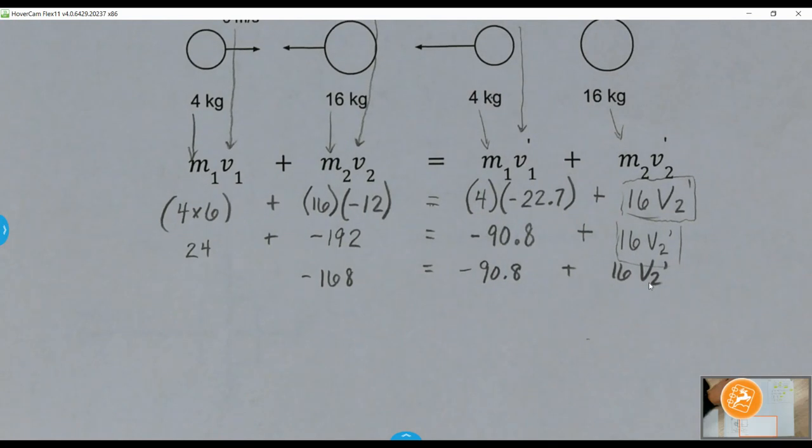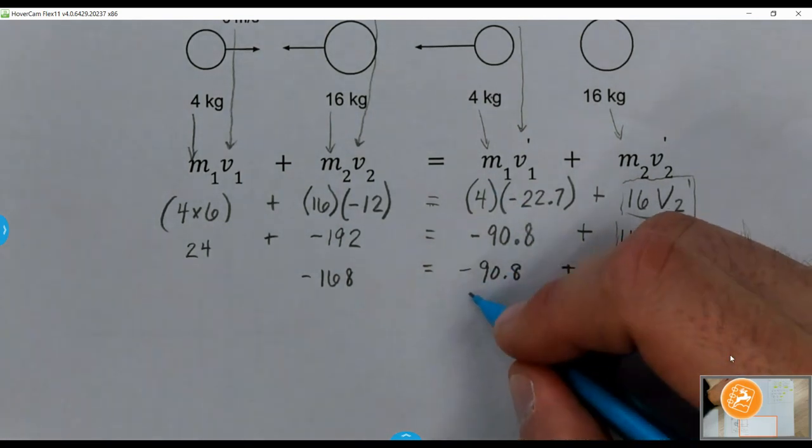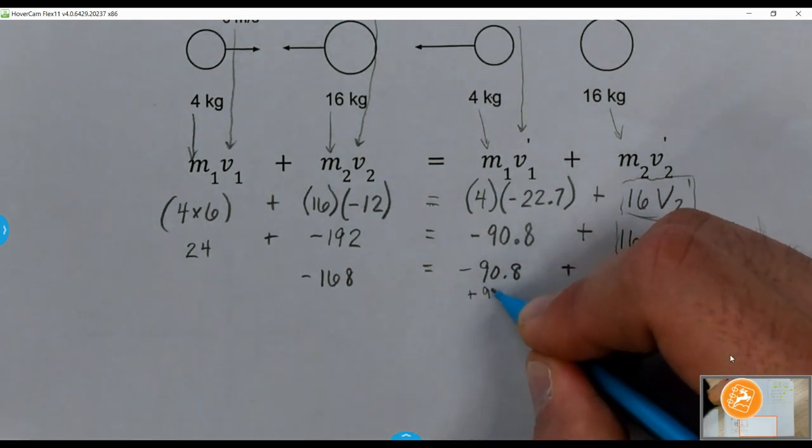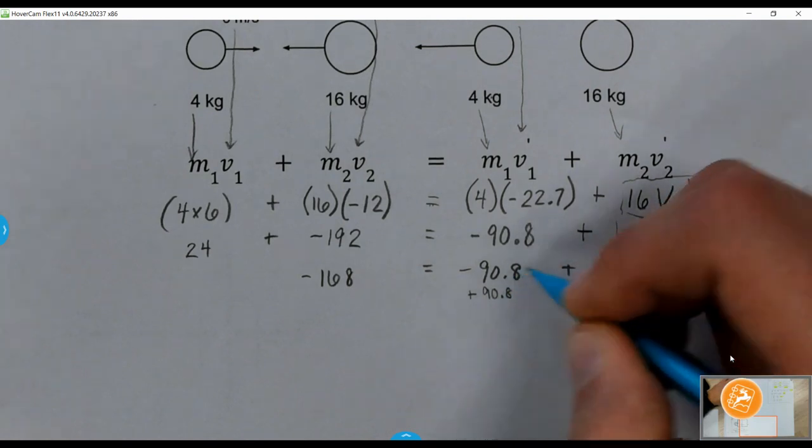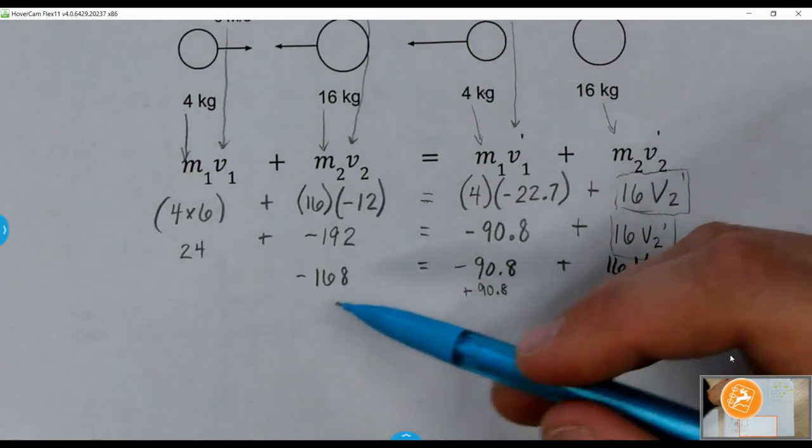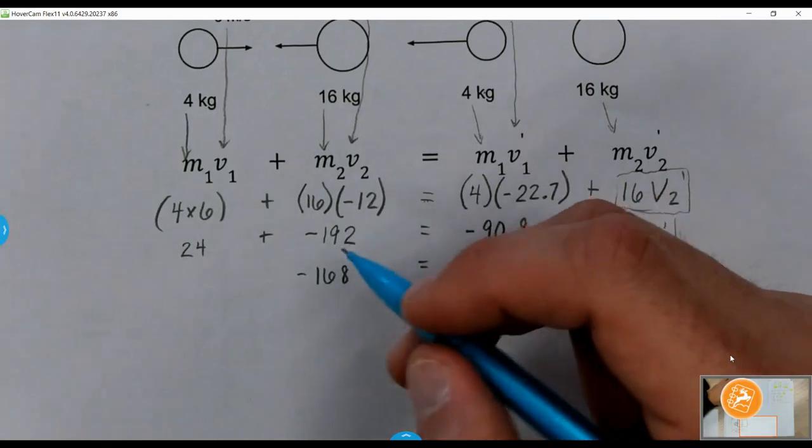Again, we want this 16 V2 by itself. Guys, how do I get rid of a negative number? You're going to have to add. So I am going to add a positive 90.8 here to get rid of that. But that means I have to add it to this side of the equation.